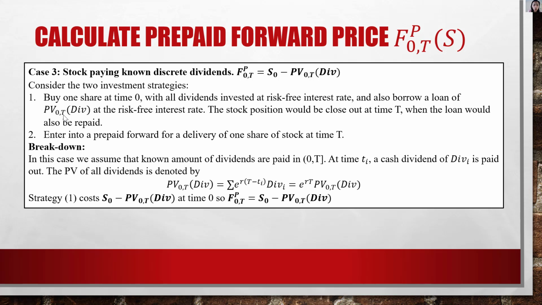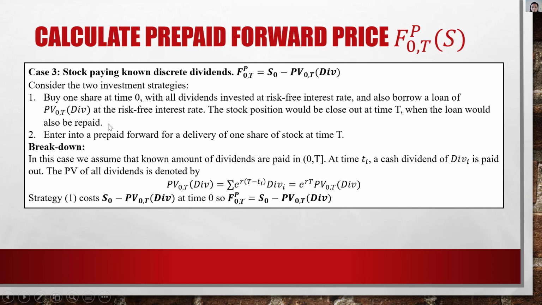So the present value of all dividends is denoted by PVOTDIV. PV here is the present value. OT here represents the interval of time from 0 to capital T. DIV is the dividends. Basically, we find the present value of all dividends paid out between 0 and T. It is equal to the summation of e to the R times (capital T minus ti), the whole thing times the dividend at time i, DIVi, and is equal to e to the RT times the present value of the dividend.